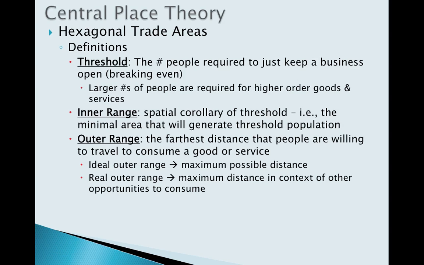Now, if we look at the comparison of the ideal outer range versus the inner range, we can see what happens. If the inner range, which is the minimum area that will sustain a business, is greater than the maximum possible distance that people will travel for that good, then you won't stay in business because people are not going to be willing to travel to consume that good or service. The real outer range, the maximum distance in context of other opportunities to consume, can be constrained by competition. If the ideal outer range is the maximum possible distance that you would go, the real outer range is the maximum possible distance that you will travel to consume a good or service, given that there may be competitors on the landscape. So we'll have to see how that plays out.